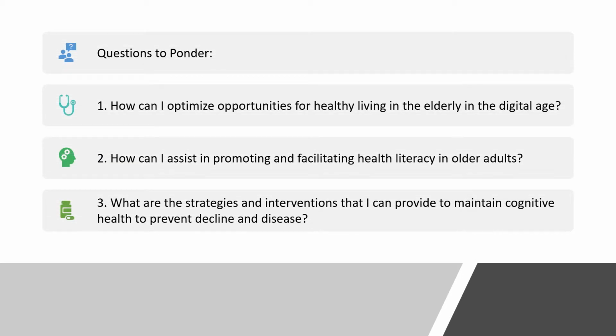First, we have to ask ourselves these three questions. Number one, how can I optimize opportunities for healthy living in the elderly in the digital age? Number two, how can I assist in promoting and facilitating health literacy in older adults? And number three, what are the strategies and interventions that I can provide to maintain cognitive health to prevent decline and disease? These questions lead us to the importance of education and learning as factors in facilitating participation in society and allowing older adults to enjoy a positive quality of life.